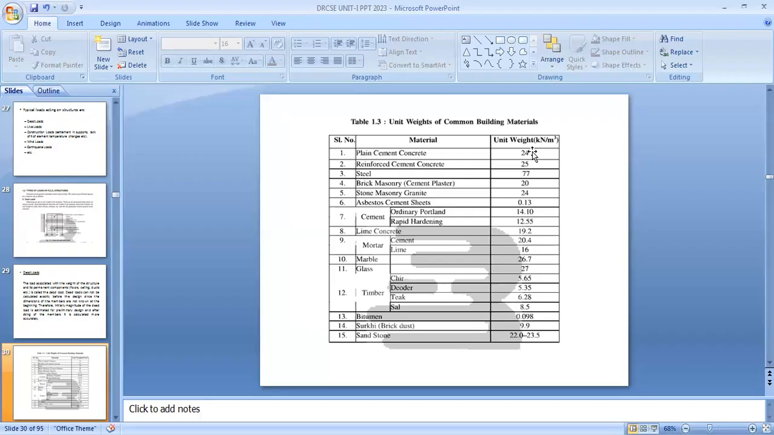We will use this value in the slab design. We need to find the load calculation. At that time we use the self weight of RCC. What is the value for RCC? PCC uses a basic value, and RCC is 25 kilonewtons per meter cube.